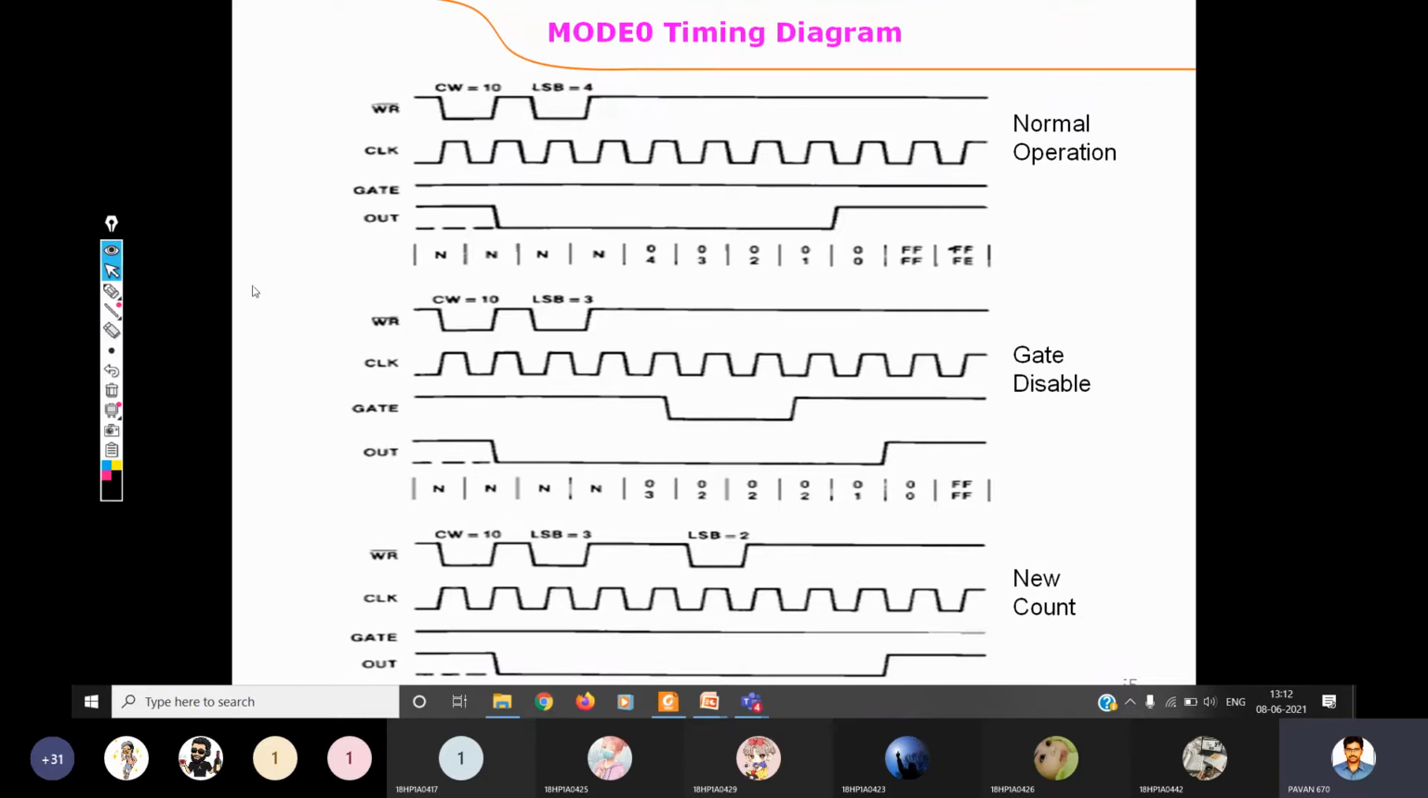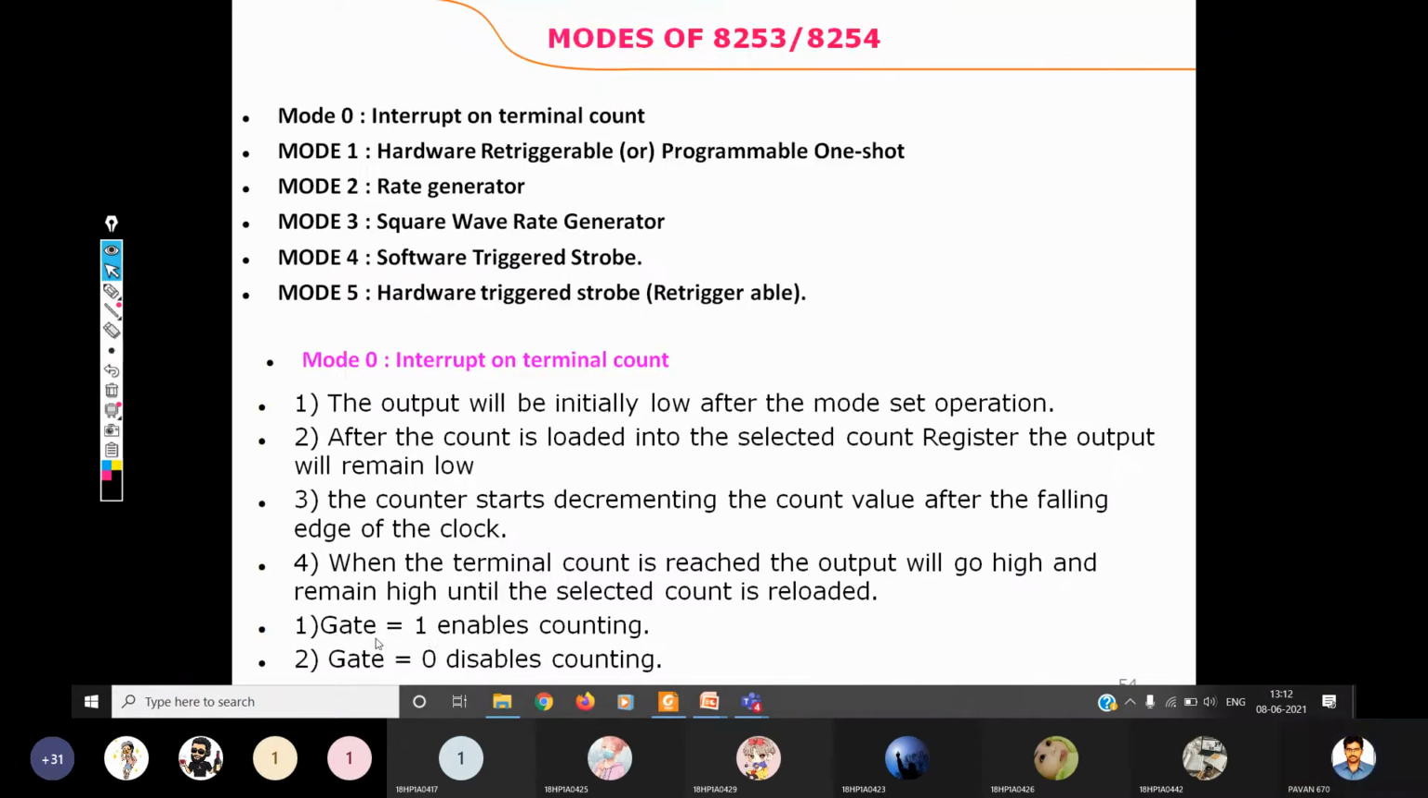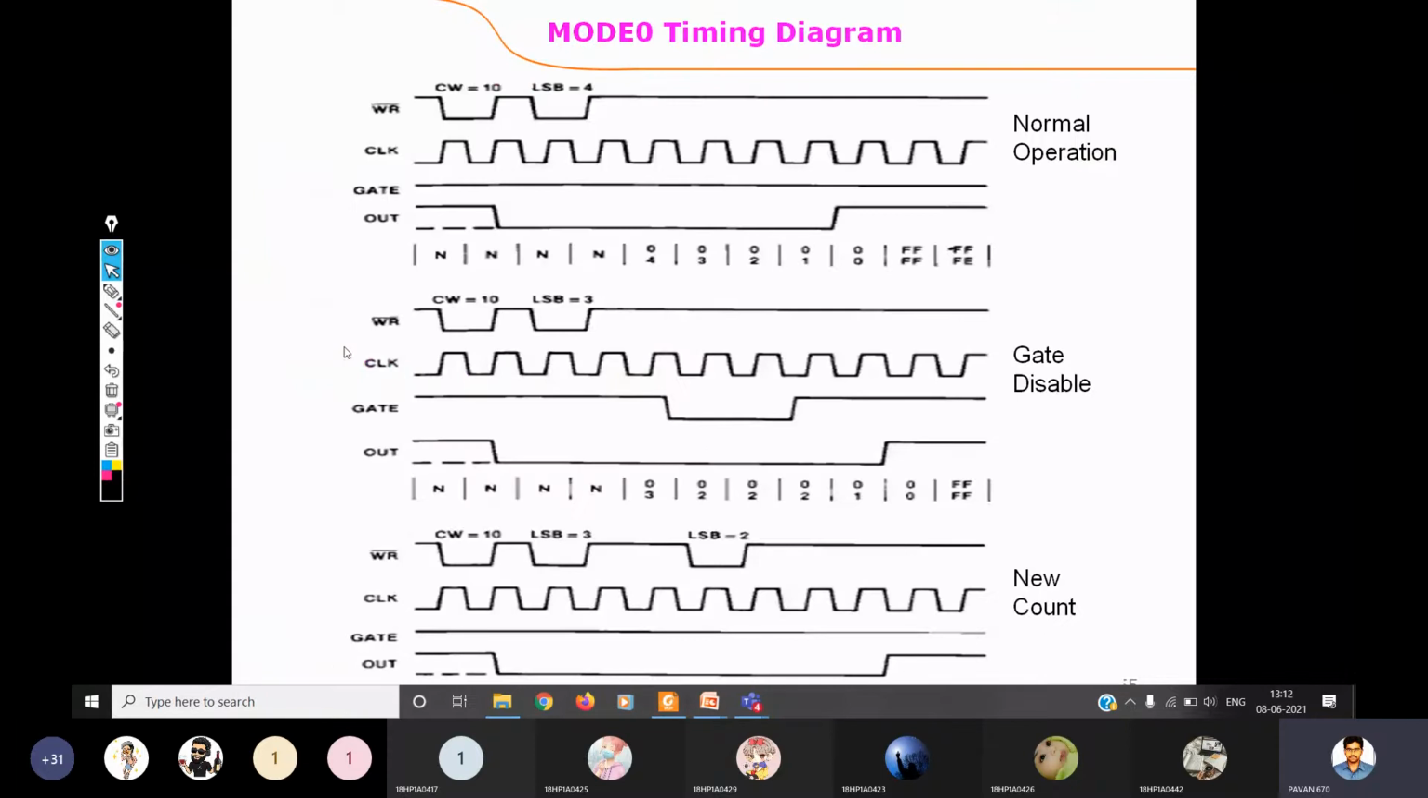Now we will have a look at the mode 0 operation of any counter operating in a normal condition. We have already said that a gate signal of 1 for a particular counter enables the counting. To start the counting operation for any counter, the gate should be enabled. So initially he has declared that gate signal as 1, a high signal. From the starting onwards, he is maintaining the gate signal as 1 throughout the operation.